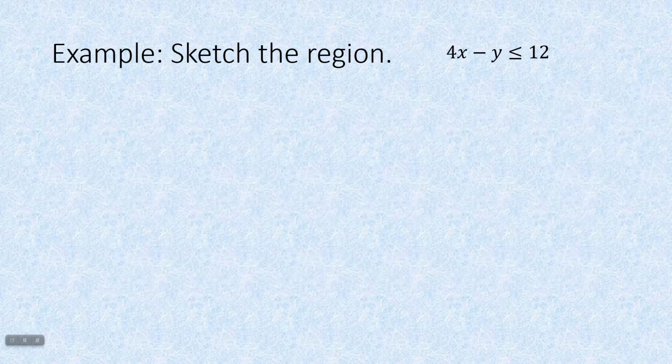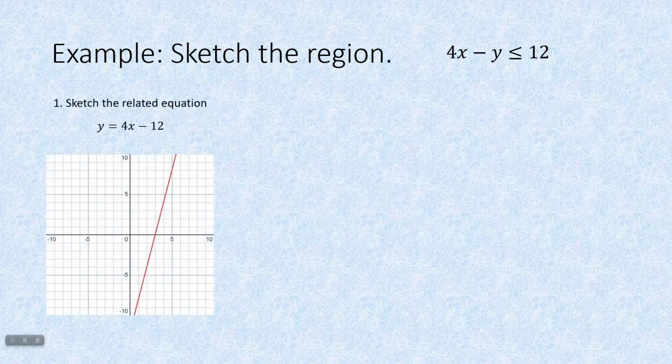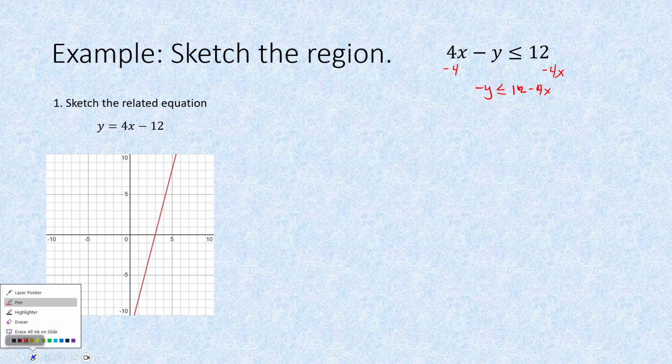Let's look at an actual example with numbers. Sketch the region 4x minus y is less than or equal to 12. First, we'll sketch the related equation. You can see that we can subtract 4x from both sides. Minus y is less than or equal to 12 minus 4x. But we're solving an equation, so let's not even worry about that right now. Take the y to the other side, subtract 12. We'll see we get y equals 4x minus 12.